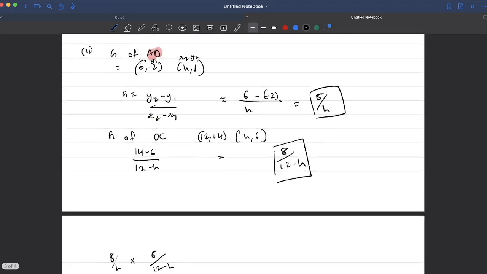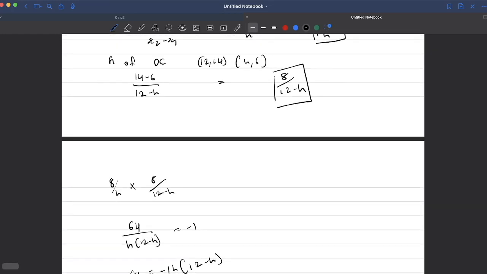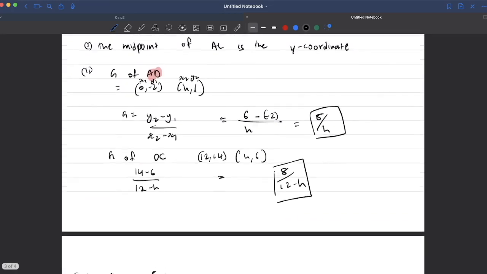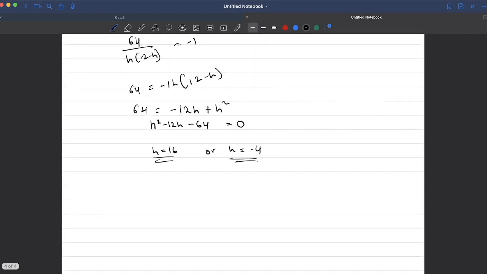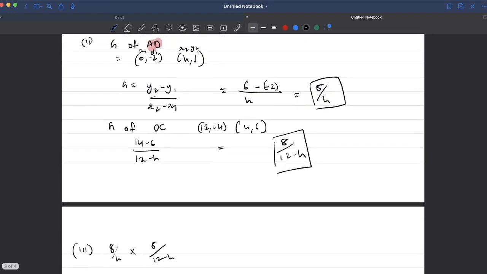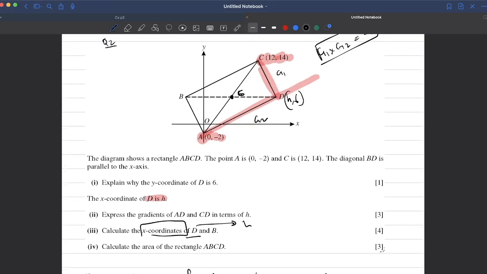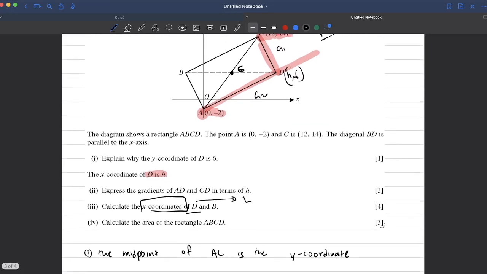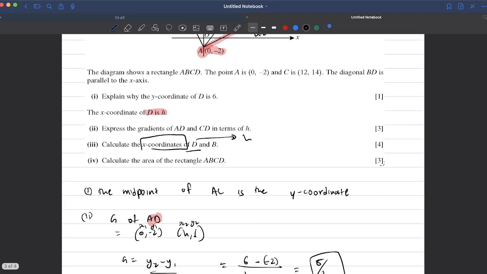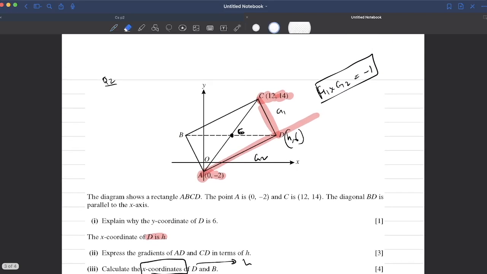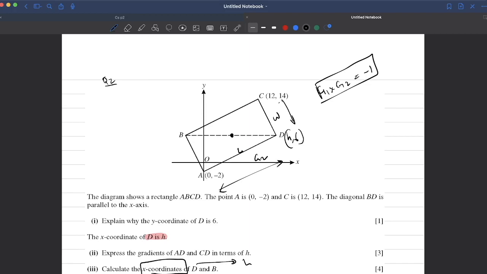Let's move on to I3. It's telling us to calculate the area of the rectangle ABCD. So how do you find the area of this rectangle? If it's the area of a rectangle, we simply know that it is always length times width. So I need to find the length of this side, find the length of this side, and multiply them together.